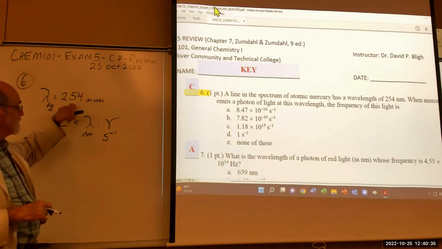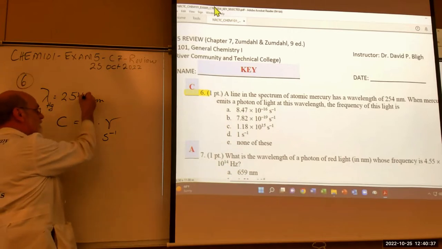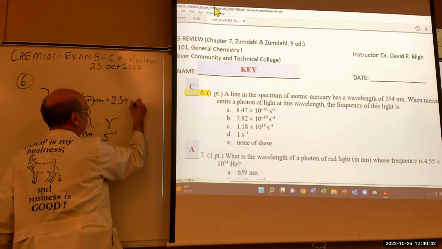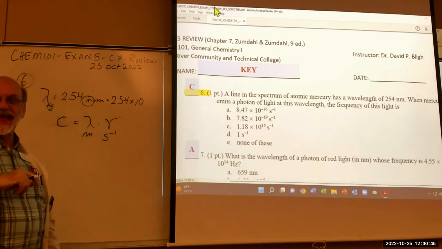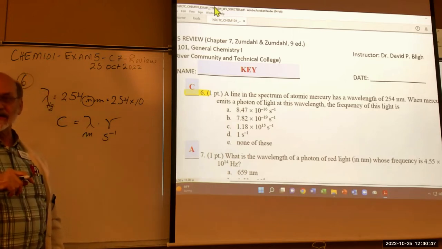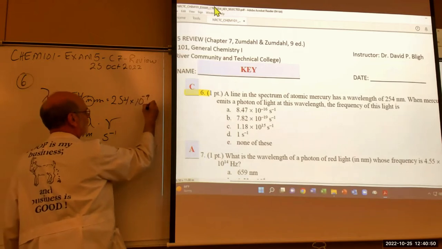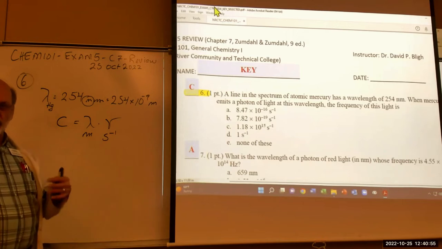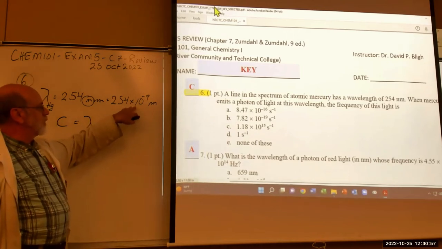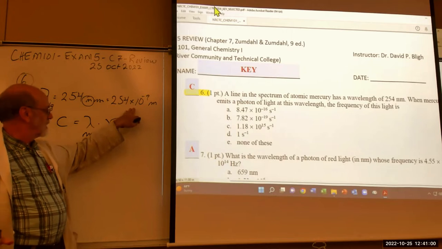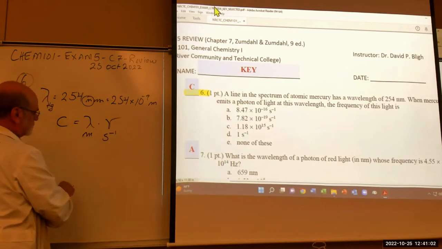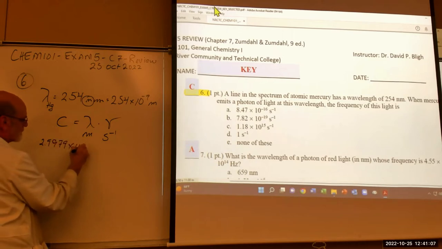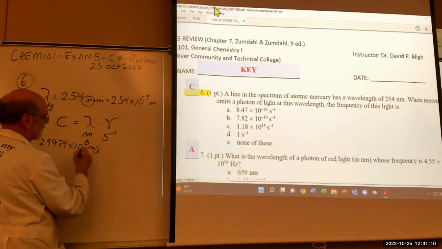So the best way to convert this to meters is to take this right here, that prefix. What does that mean? It means a billionth, nano, a billionth, 10 to the minus ninth. And there you have it. Now your calculator will do the conversion for you. Just punch in 254 exponent minus 9. And then what is this one? 2.9979 times 10 to the 8th meters per second.